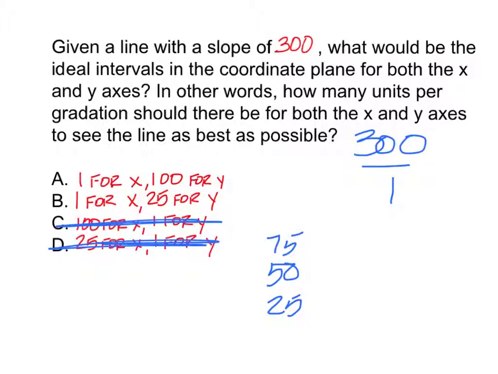B is right. And for 25 into 300, that would mean you would have 12 markings. And it would best illustrate it. If you only went 100, 200, and 300, you're not going to be able to see very much with that. So it should be B.